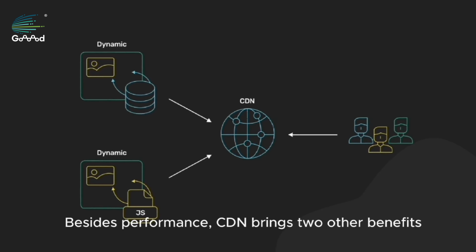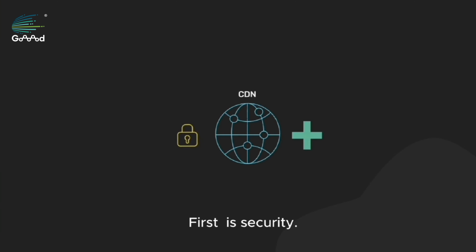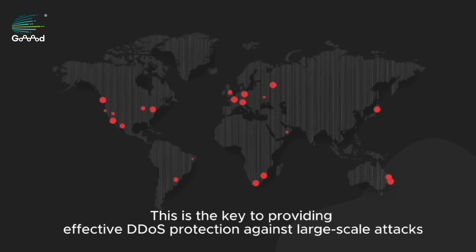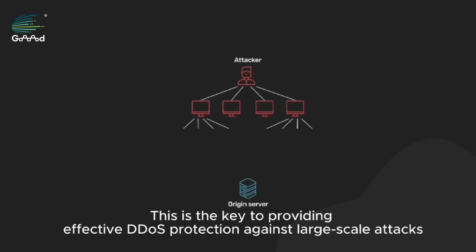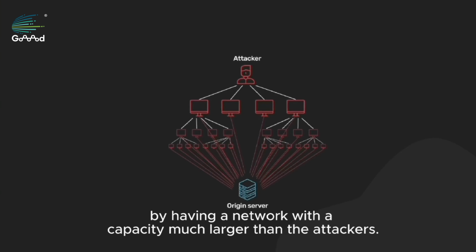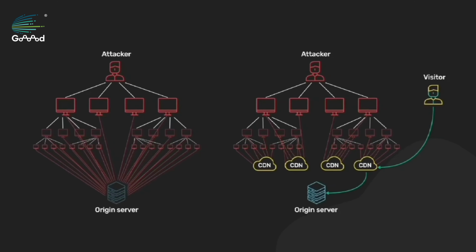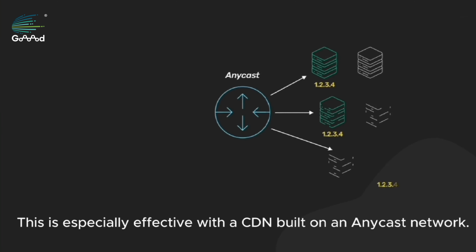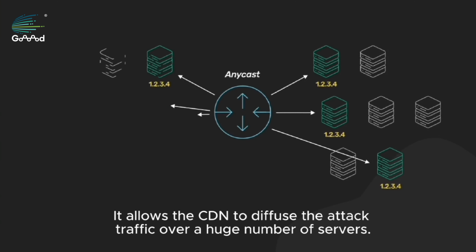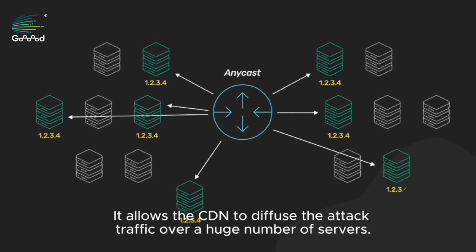Besides performance, CDN brings two other benefits. First is security. This is the key to providing effective DDoS protection against large-scale attacks, by having a network with a capacity much larger than the attackers. This is especially effective with a CDN built on an Anycast network. It allows the CDN to diffuse the attack traffic over a huge number of servers.